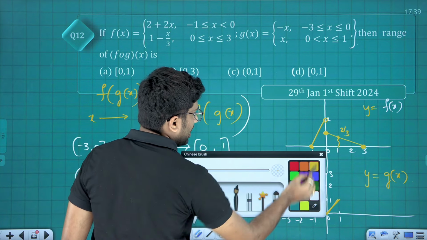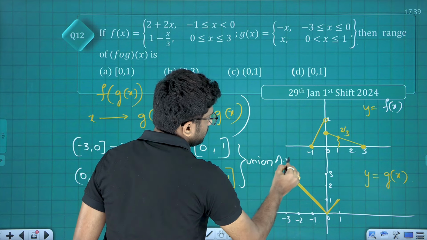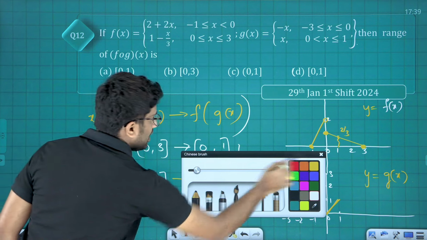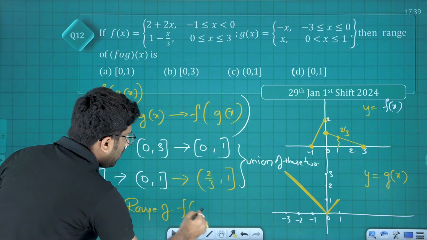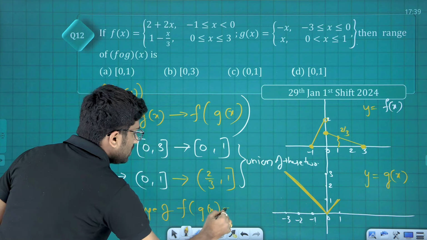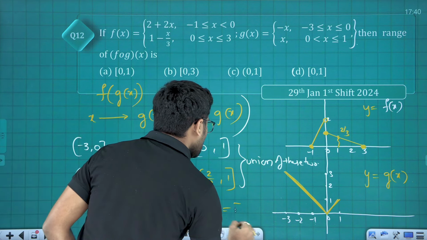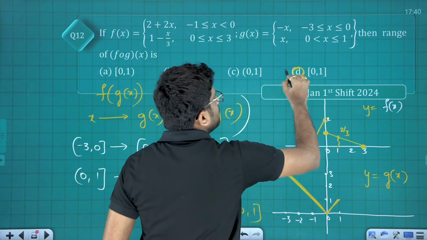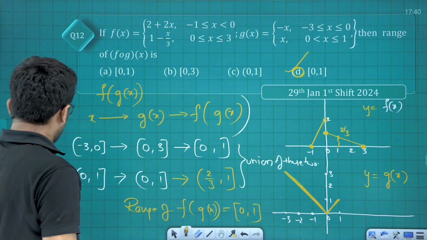Now friends, we'll take the union of these two. So hence, finally we can say the range of f of g of x is closed 0 to closed 1, which is option D. The answer is option D. Okay. Next.